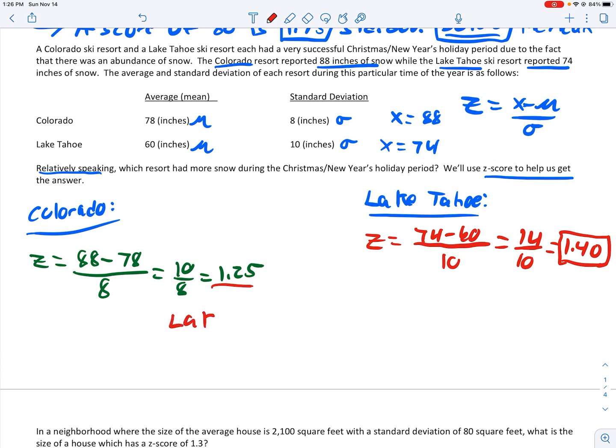So Lake Tahoe had more, relatively speaking. Now, physically, Colorado technically does have more snow: 88 versus 74. But compared to their averages, Lake Tahoe is further above the average than Colorado is. So, relatively speaking, based off of their averages, Lake Tahoe would have more snow.